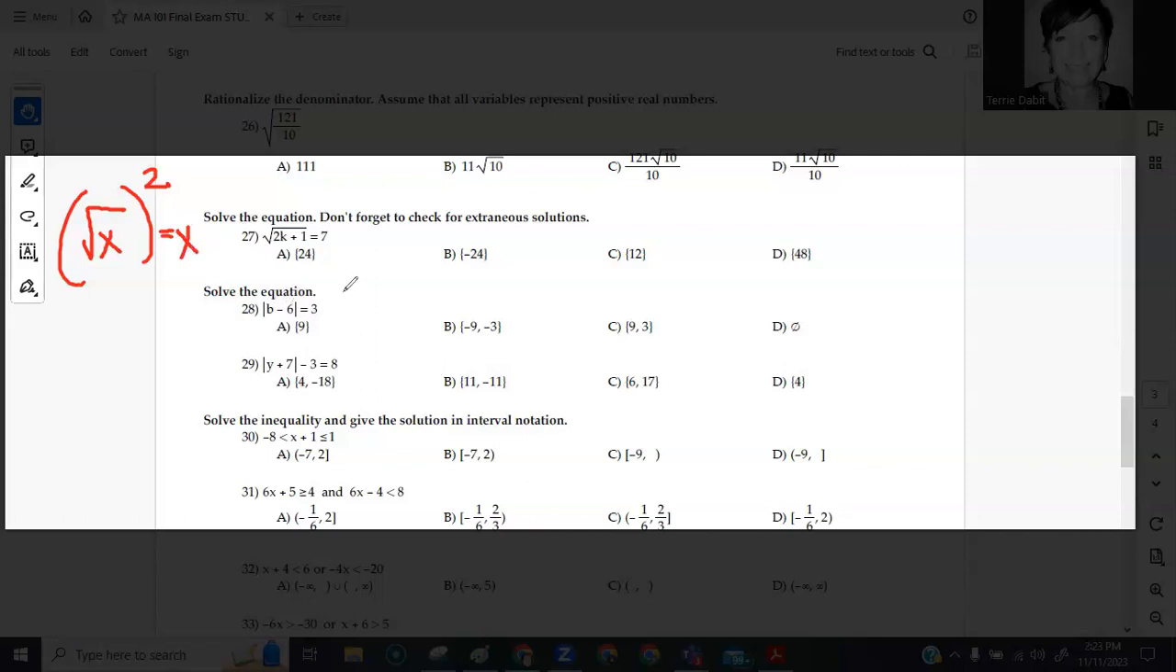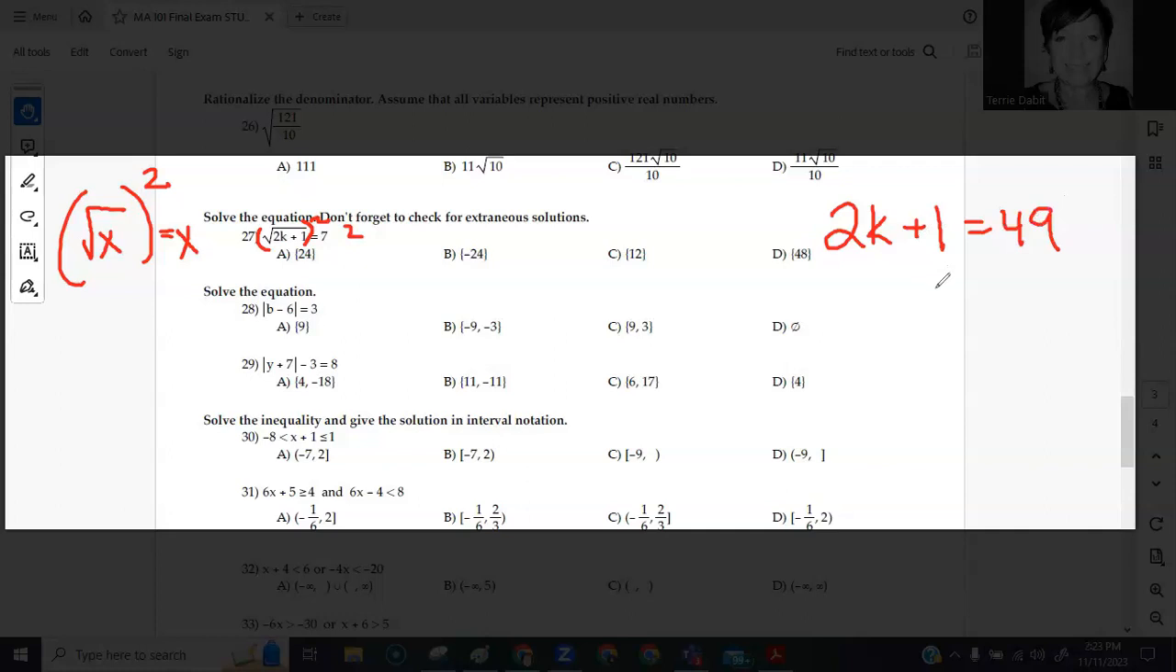So the way that you solve this type of problem is to square both sides. So I'm going to square the square root of 2x plus 1, and I'm also going to square the 7. So then if I do that on the left side, it causes the square root symbol to drop. And then 7 squared is 49.